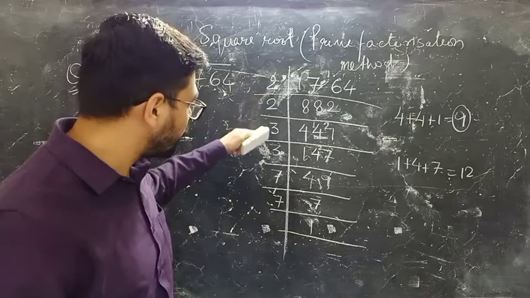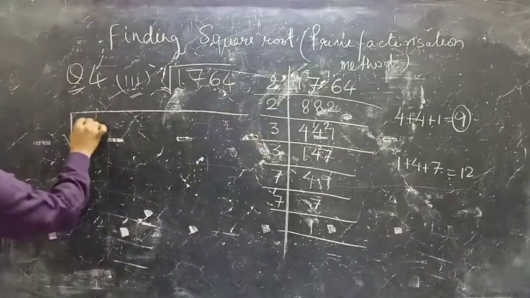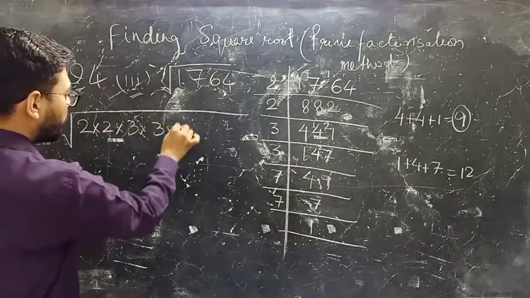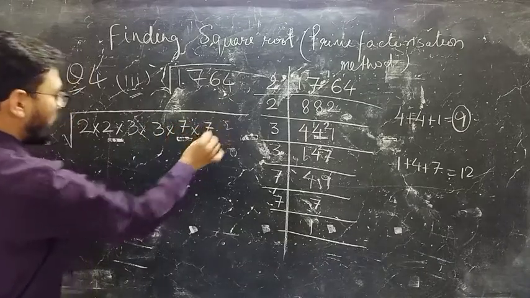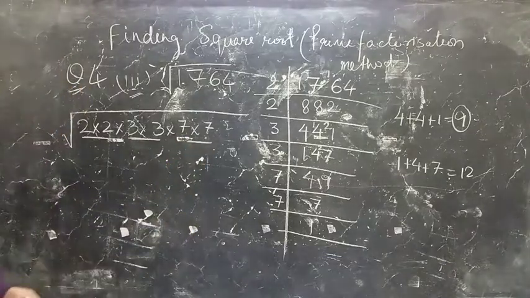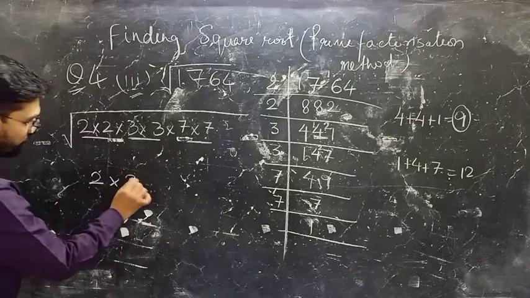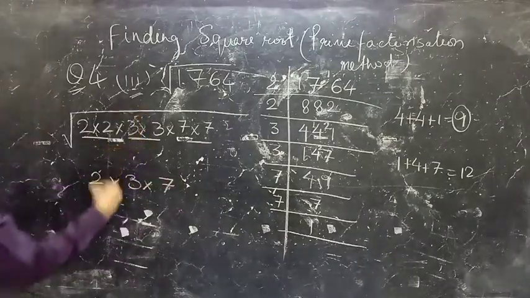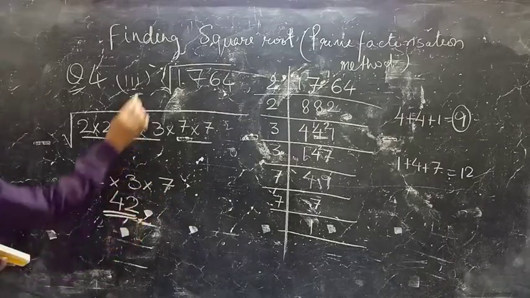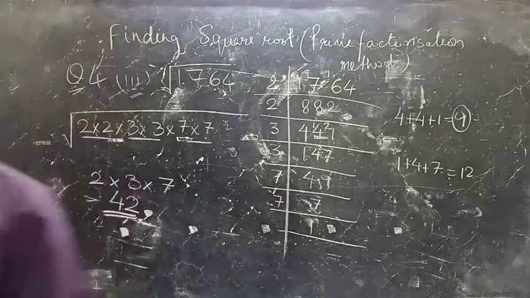These are the factors: 2 2 3 3 7 7. So you can write 1764 like this: 2 into 2, 3 into 3, 7 into 7. So how many pairs are there? 1, 2 and 3. From each pair take one of values out from the square root. So 2, 3 and 7 out from this square root. 3 2s are 6, 7s are 42. So the square root of 1764 is equals to 42. Please note it down fast.